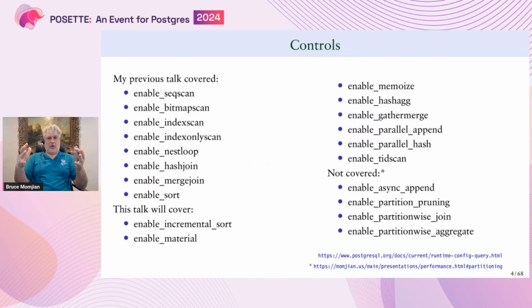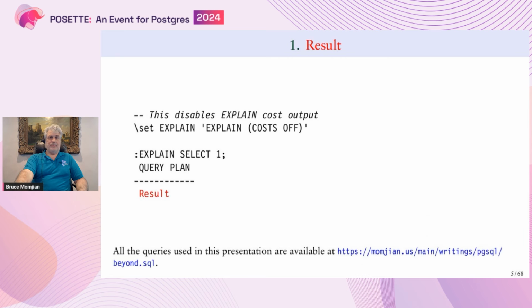We do have some controls that turn on and off various optimizer settings. In the top left, these are all the settings that I covered in my previous talk explaining the Postgres Query Optimizer. And what I am going to talk about today is this middle section, from incremental sort all the way over to Tid Scan. The bottom left, bottom right, where we talk about partitioning, I do have a separate partitioning talk where I cover those. And again, there's a link there at the bottom if you're interested in that material.